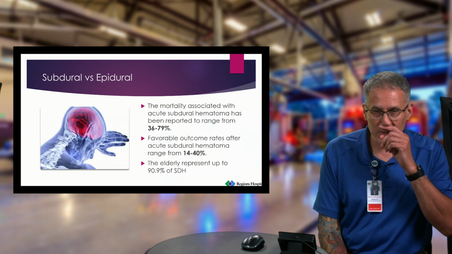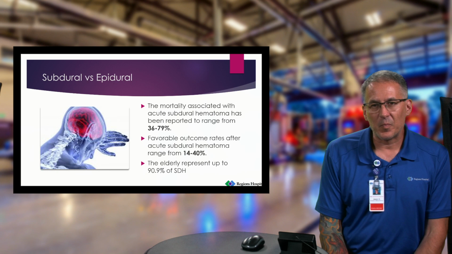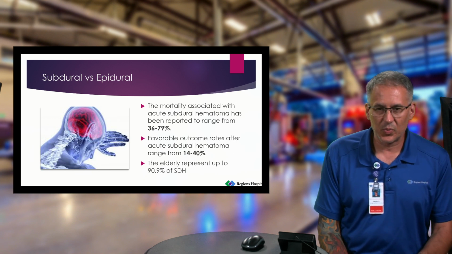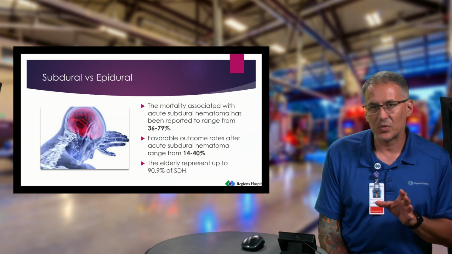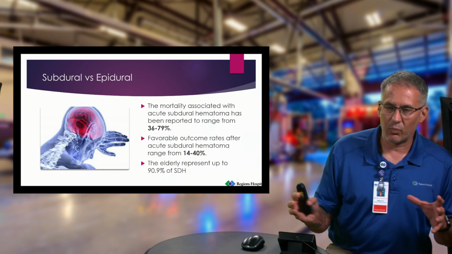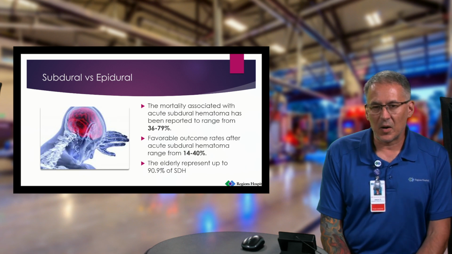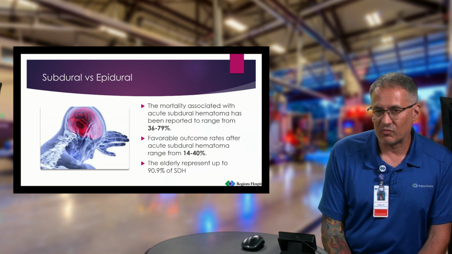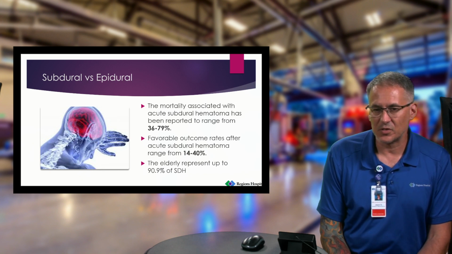So there are always the people who want numbers, and there are conflicting numbers, but multiple sources put the mortality rate of subdural hematoma anywhere between 36 and 79%. That's a broad range, but favorable outcome rates with adequate treatment are between 14 and 40% of those injuries.